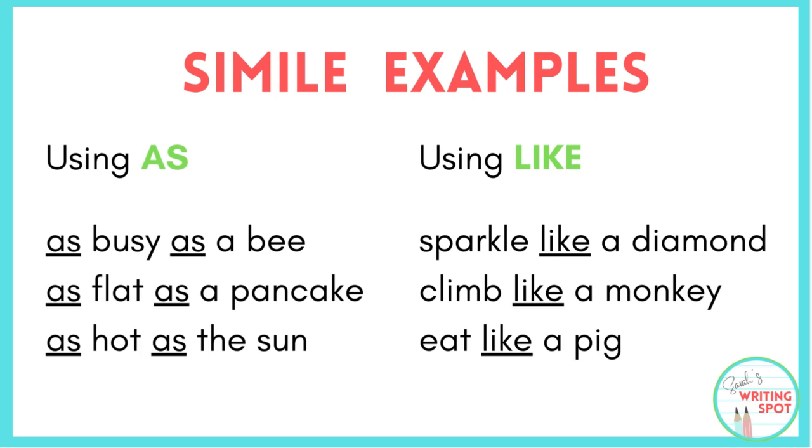Now, let's look at some simile examples. In the first column, I'm using the word as: as busy as a bee, as flat as a pancake, as hot as the sun. In the next column, I'm using the word like: sparkle like a diamond, climb like a monkey, eat like a pig. When you're using similes, you can use either one.